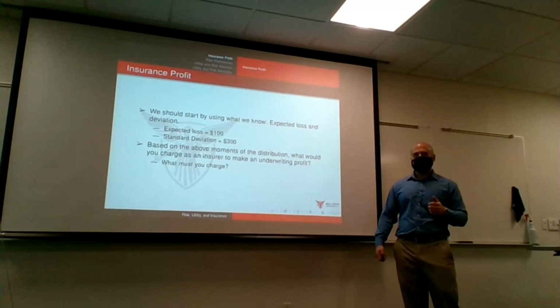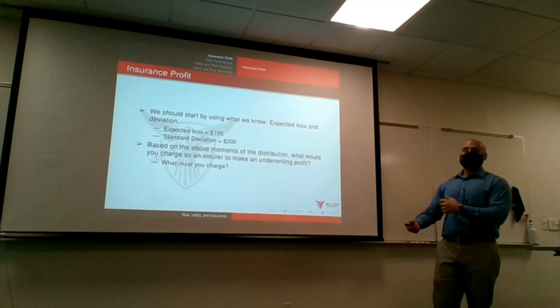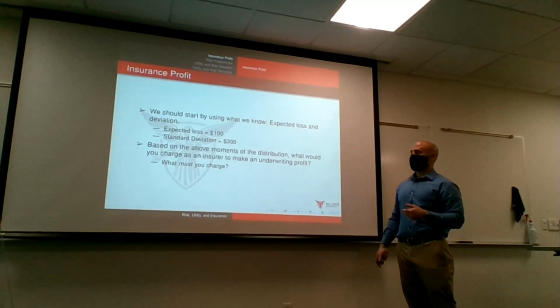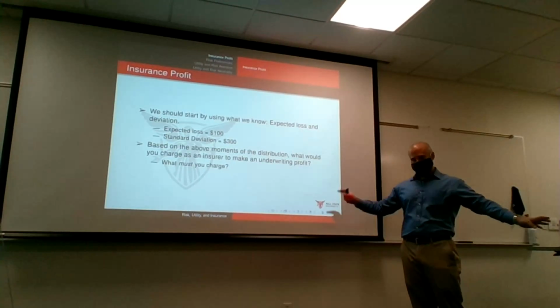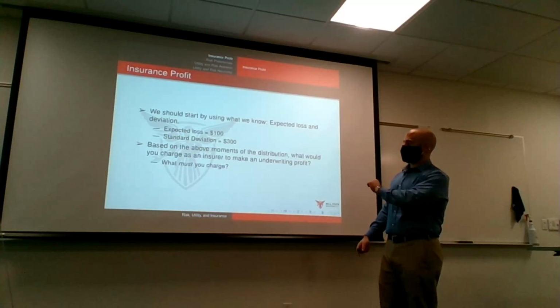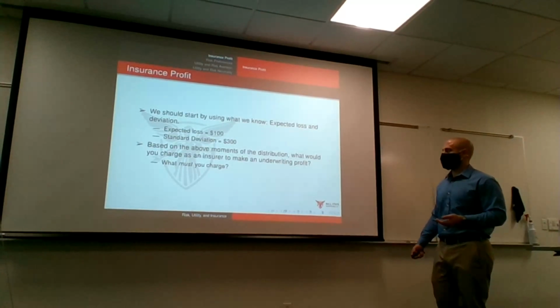Okay. So what must we charge to make, in this case, an underwriting profit? We must charge something greater than $100. This is ignoring any long tail pipeline or overhead costs. Just on underwriting, it has to be at least $100, right? Because we expect it to be that.